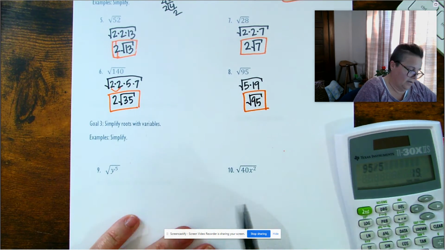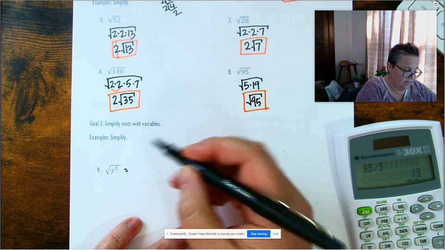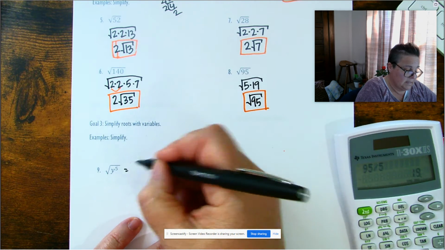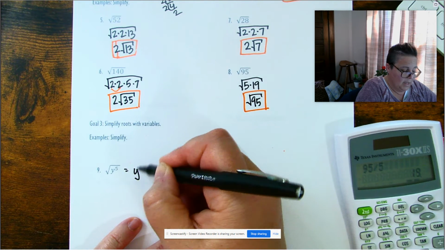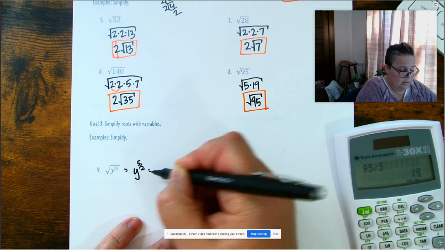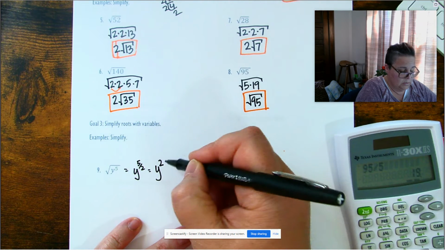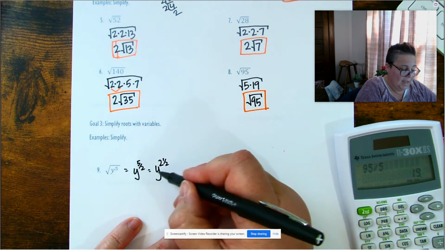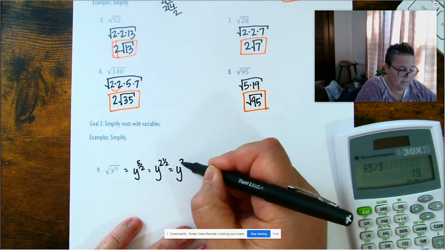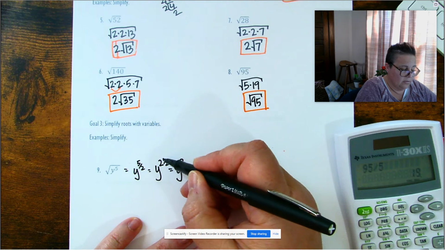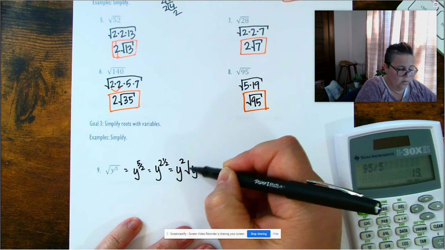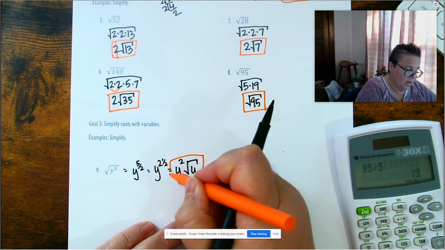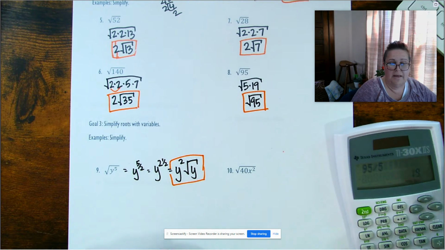So y to the 5th, the square root of y to the 5th. Now, 2 different ways using this method. This is an index of 2. So this would be y to the 5 over 2, which is y to the 2 and a half, or 2.5, right? So I can have 2 full y's outside, but I have a remainder of 1, so I need 1 y left on the inside. Y squared times the square root of y. If you like that way, that's great.